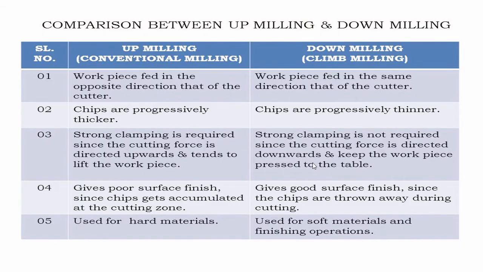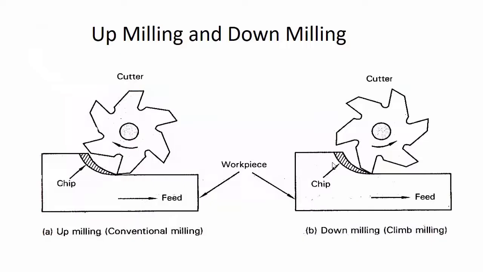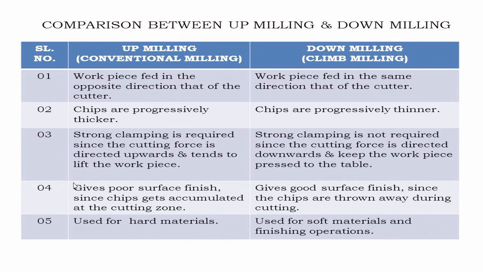Whereas in down milling, because the thrust of the force, here you can see, the force of application is going to be downwards. That is why there is no real harm of lifting the workpiece from its position. That is why there is no need of heavy clamping arrangement for down milling.